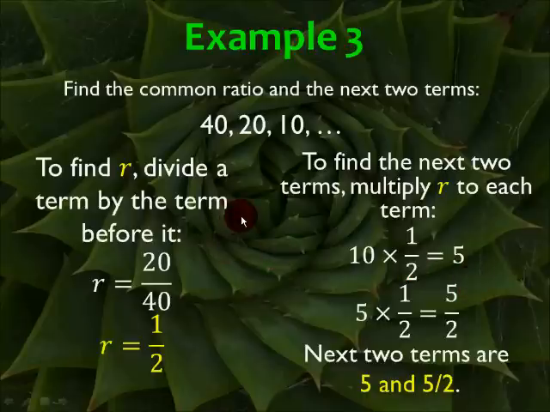So you see how a geometric sequence works. You have a ratio that you multiply to each term to get the next term, and that ratio is going to be the same between any two consecutive terms.